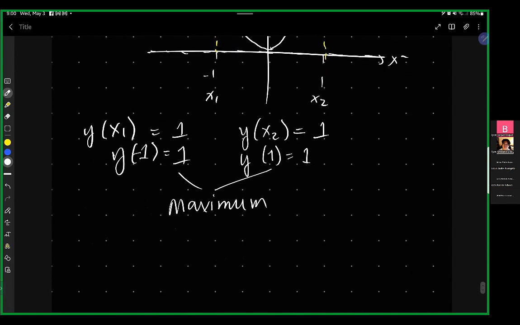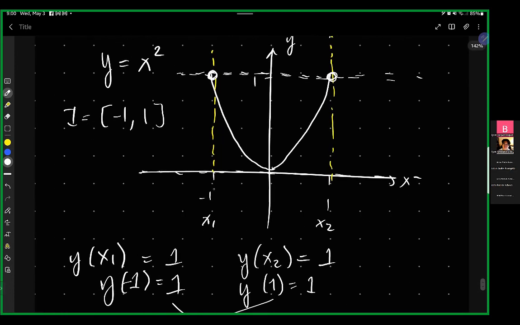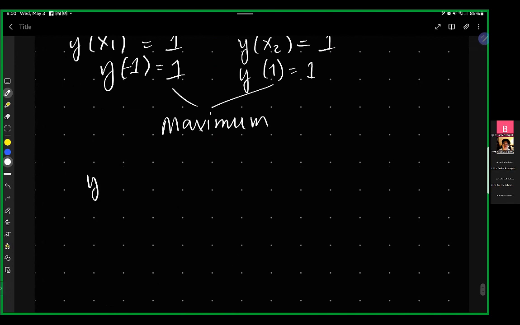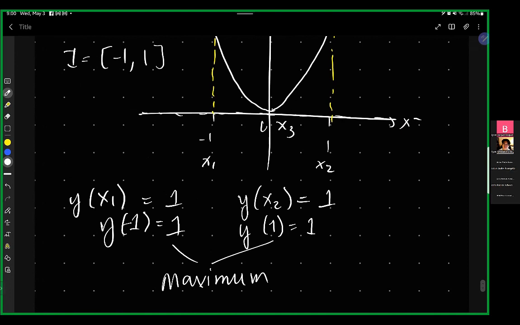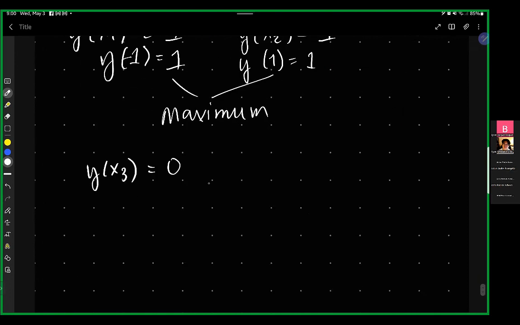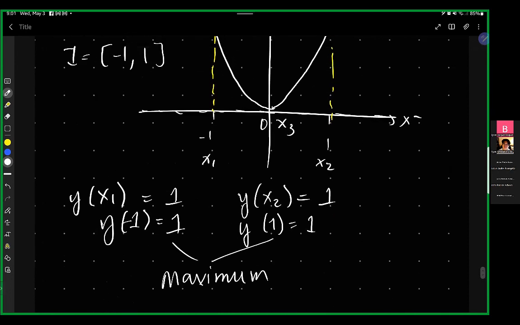And then, no, for this case, let's call this x3. For y of x3, we have a value of 0. No? We have a value of 0 wherein y of 0 is equals to 0. Then therefore, this must be the minimum. Okay? Naintindihan ba?